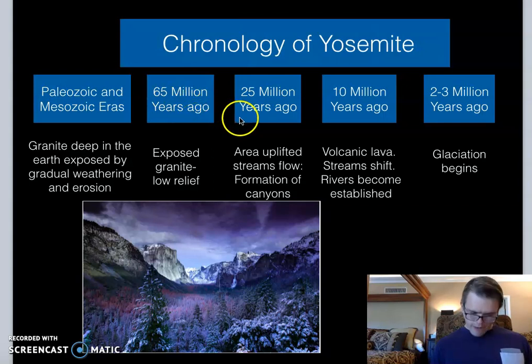At about 25 million years ago, the land began to buckle upwards and created fast-flowing streams that cut into and create canyons. At 10 million years, due to volcanic lava flows, the streams began rerouting during this time. Present-day streams and valleys became well established. Finally, during the last 2 to 3 million years, glaciers formed and moved through the valley to create the steep granite landforms that exist today.